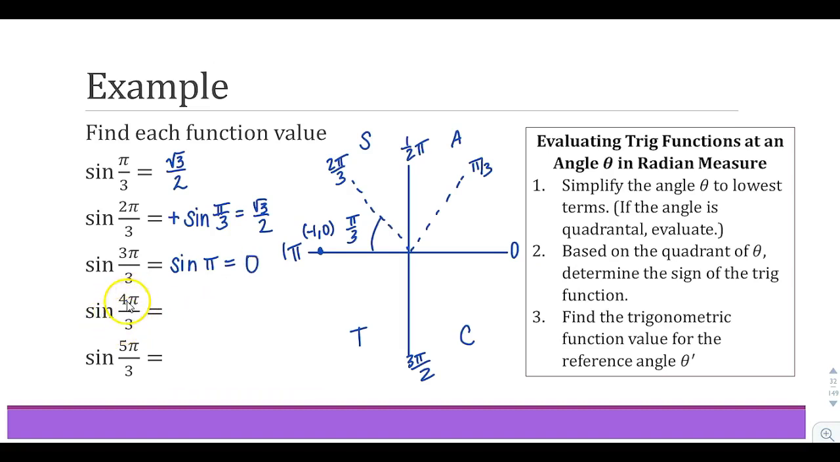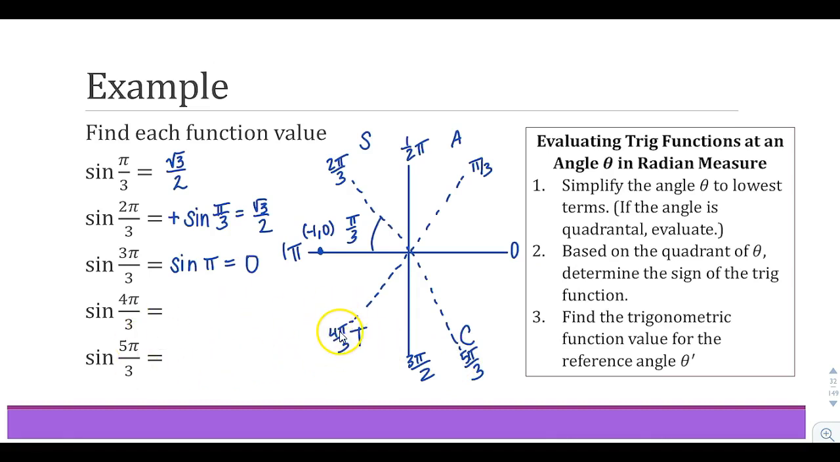Moving on to sine of 4 pi over 3. Well, that's in lowest terms. And we need to figure out where 4 pi over 3 is to determine if the answer will be positive or negative. So 1 pi is 3 pi over 3. So down here we're going to have 4 pi over 3. And then I'll even go one further and just go ahead and label it because we know we'll need it in the next one. 5 pi over 3 is down here.